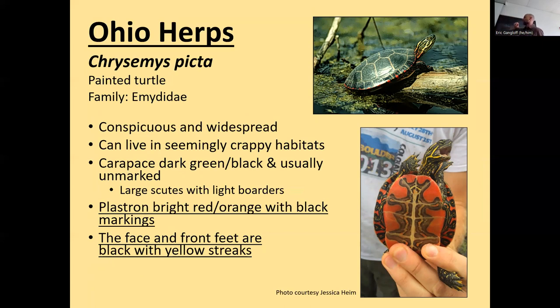The painted turtle is so called because of the bright colors of its plastron. Remember, turtles have a carapace and a plastron. Carapace is the top shell, plastron the bottom. These guys are very conspicuous, meaning they're very easy to see. They have a huge geographic range.